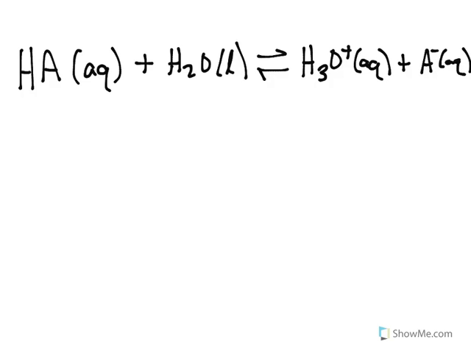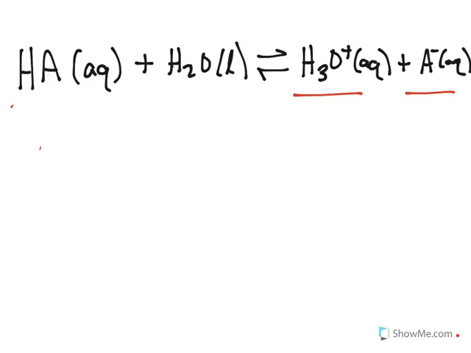So here we've got HA, which is just the formula for a generic acid. We don't know what acid this is, but we know that the H component is the hydrogen that's going to dissociate off. And we have the A here, and the A stands for anion, because once it dissociates off, what's left is that anion. So we have this acid setting up an equilibrium with water, forming H3O plus and that A minus anion.